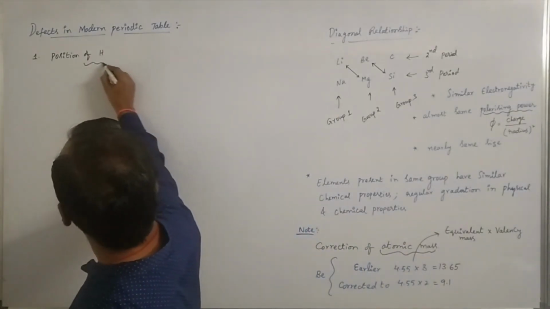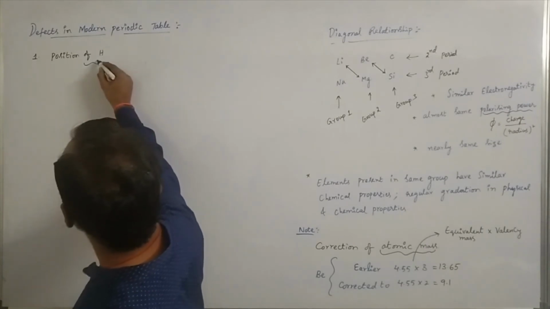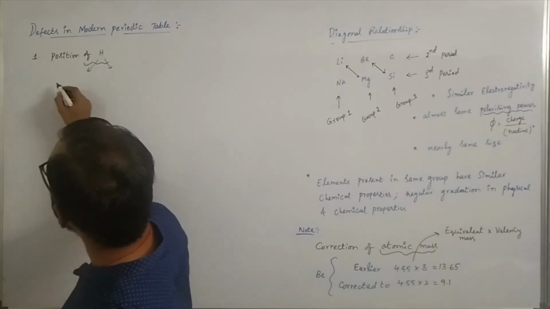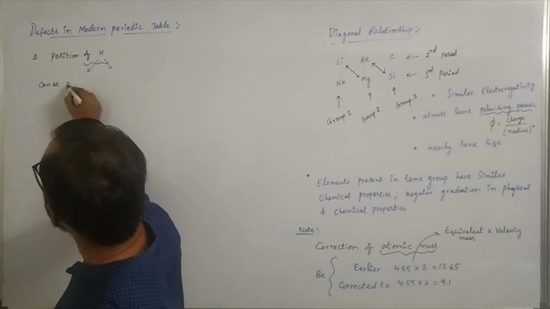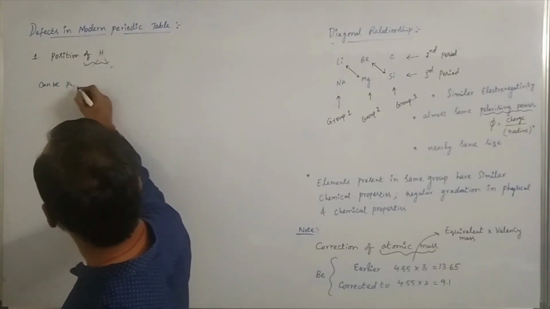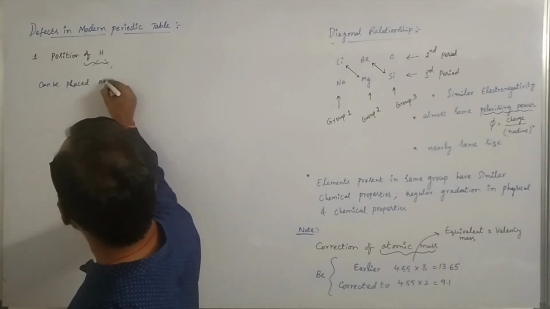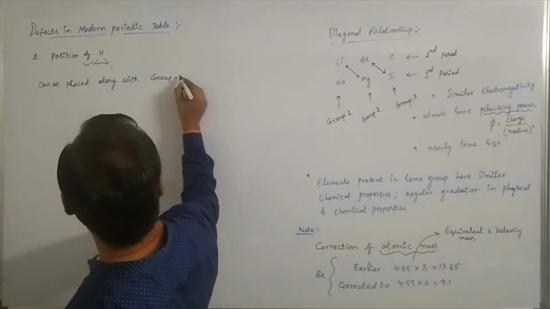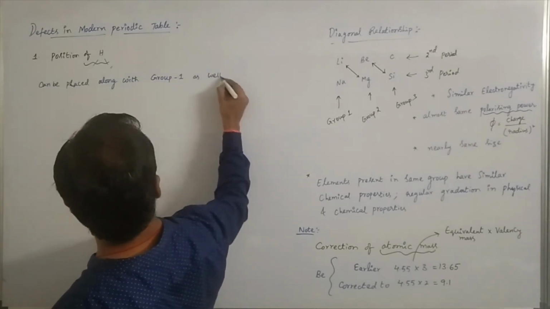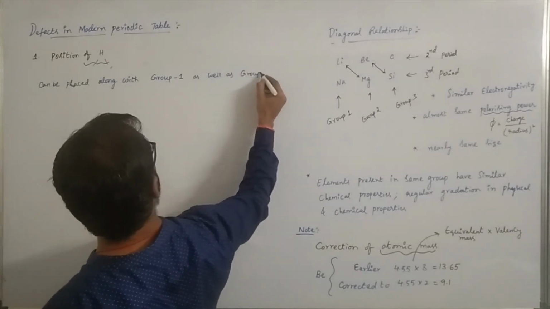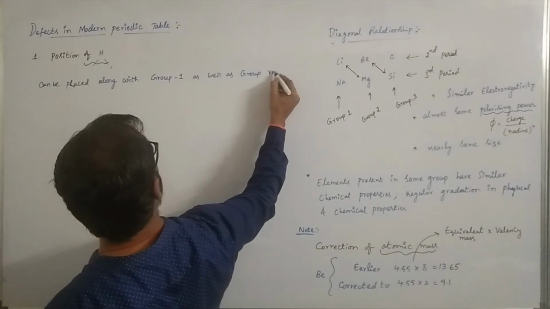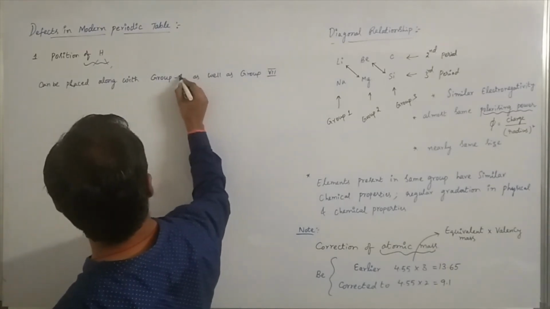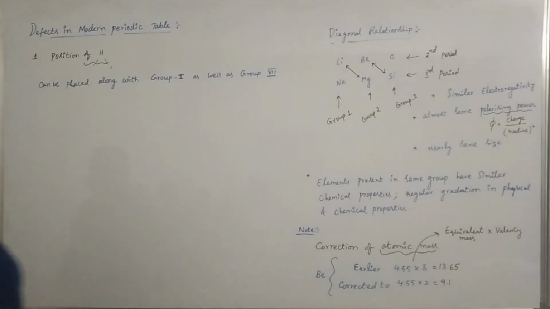So what is the difficulty in the position of hydrogen? Based upon its properties, hydrogen can be placed along with group 1 as well as group 7. So the position of hydrogen is uncertain.